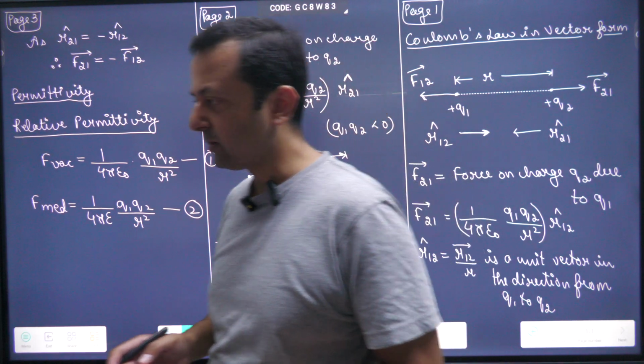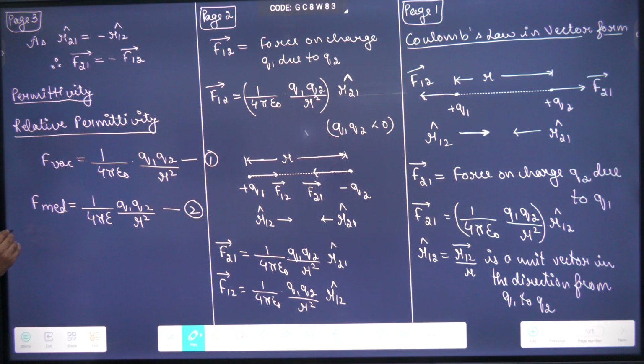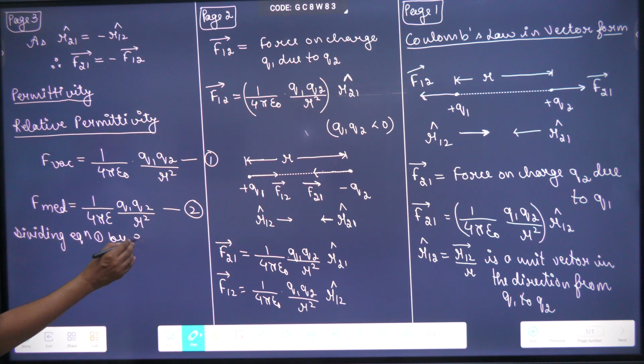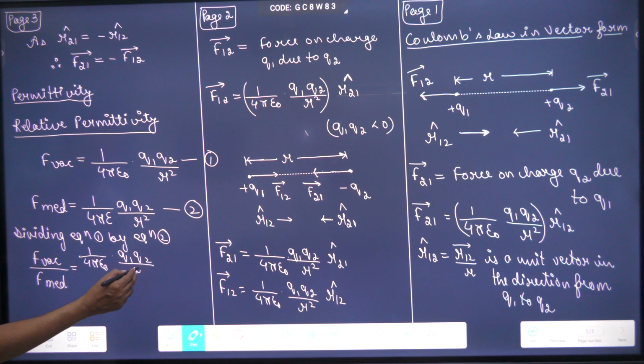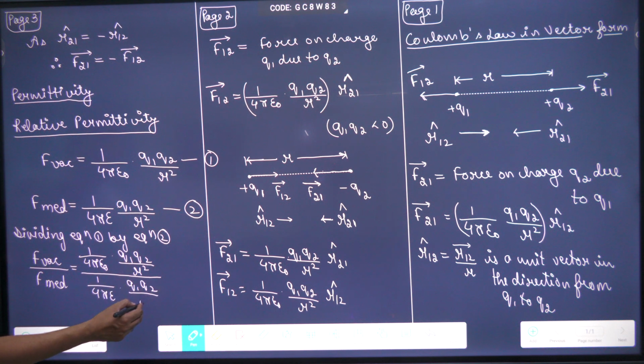Alright, dividing equation 1 by 2. So if we divide equation 1 by equation 2, what we will get here is F vacuum upon F medium is equal to 1 upon 4 pi epsilon naught Q1 Q2 upon R square upon 1 upon 4 pi epsilon Q1 Q2 upon R square.